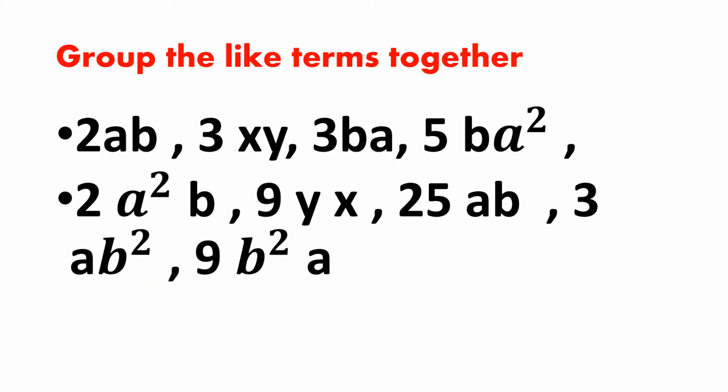Now let us come to the next question. Group the like terms together. So like terms are those terms which have the same literal coefficient, meaning the letters should be the same. See, when you have a term, you have a numeral coefficient. So what is the numeral coefficient here? 2. And what is the algebraic coefficient, that is, the literal coefficient? That is AB.